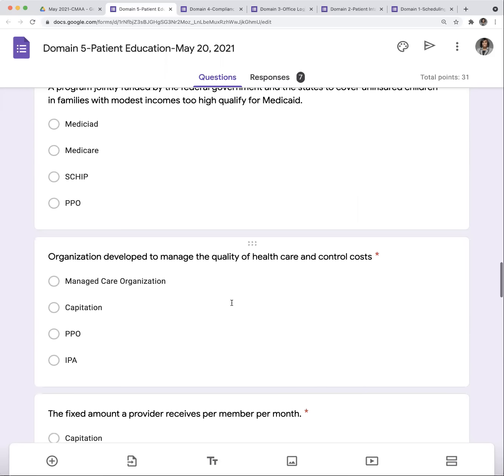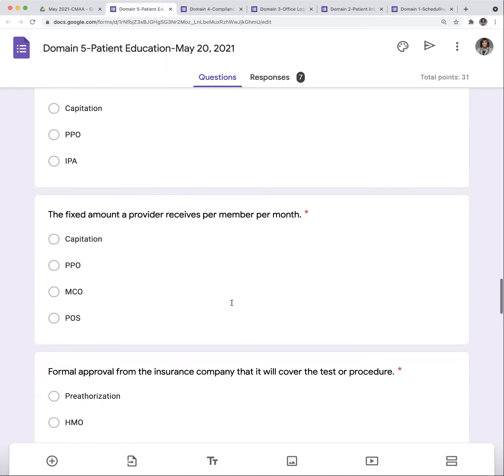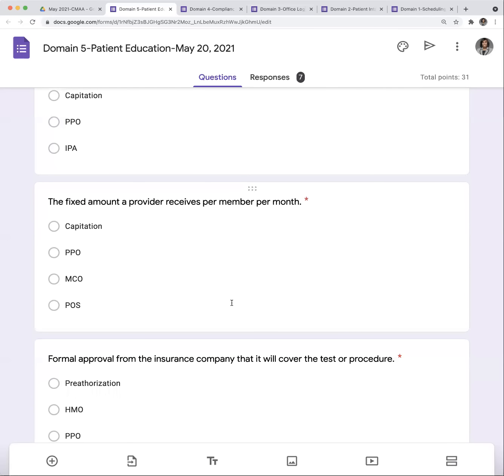Organization developed to manage the quality of healthcare and control costs. A managed care organization. Next, the fixed amount a provider receives per member per month. Capitation. And just so you are clear, what this means is the provider receives a monthly check for every person that is signed up under their plan.